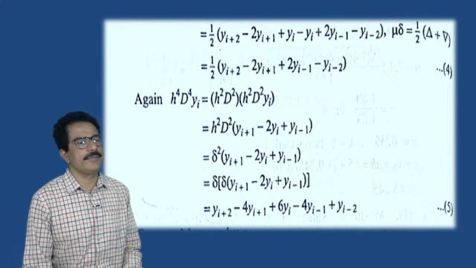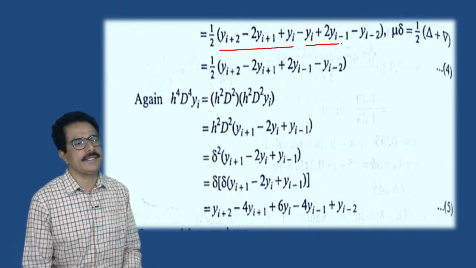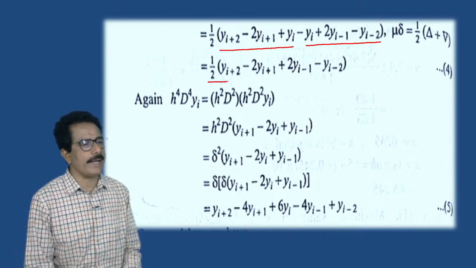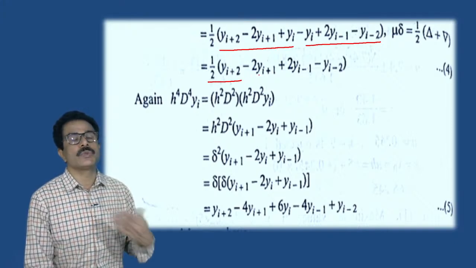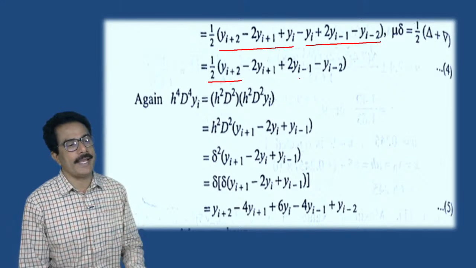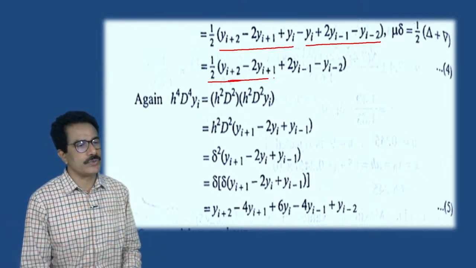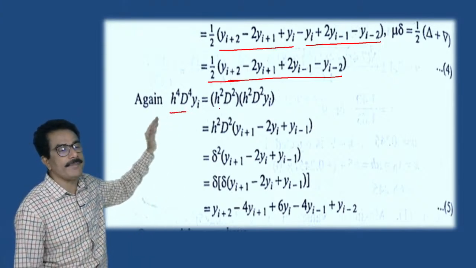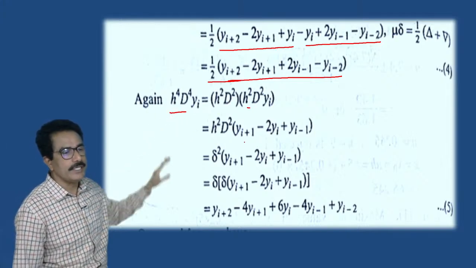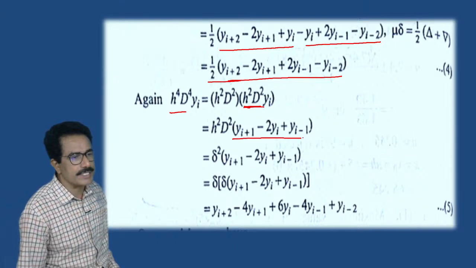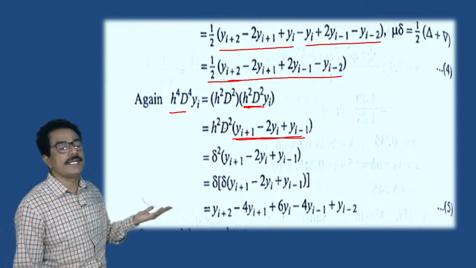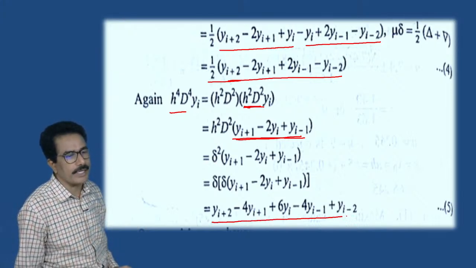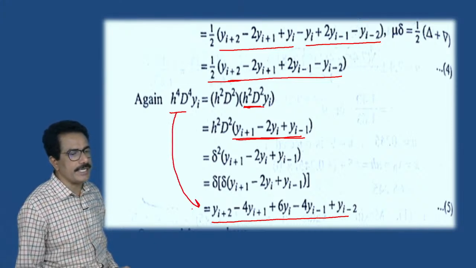Expand this: mu delta means we will get this term again. Mu delta is equal to 1 plus delta by delta. So we get 1 by 2 yi plus 2 minus 2 times yi plus 1 plus 2 times yi minus 1 minus yi minus 2. In this way, we can find h4 D4 of yi, which is h square D square of h square D square. Put this value, h square D square means mu delta square, and using delta we get this. This is the formula for h raised to 4 D raised to 4.